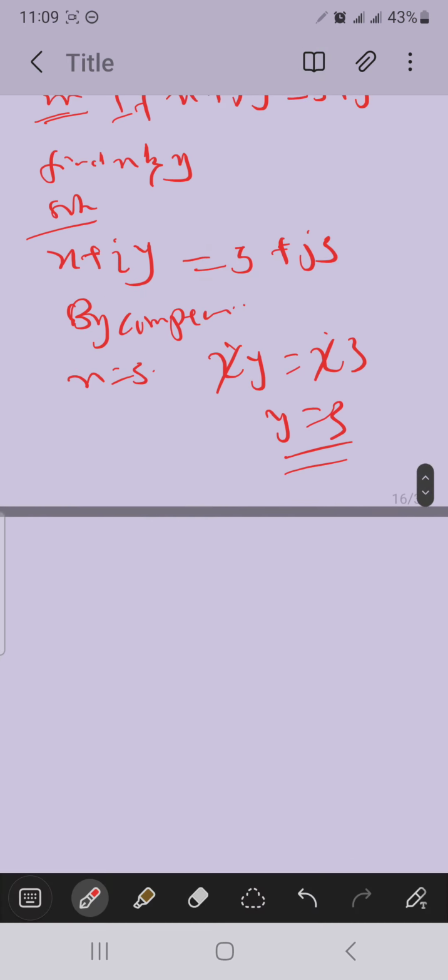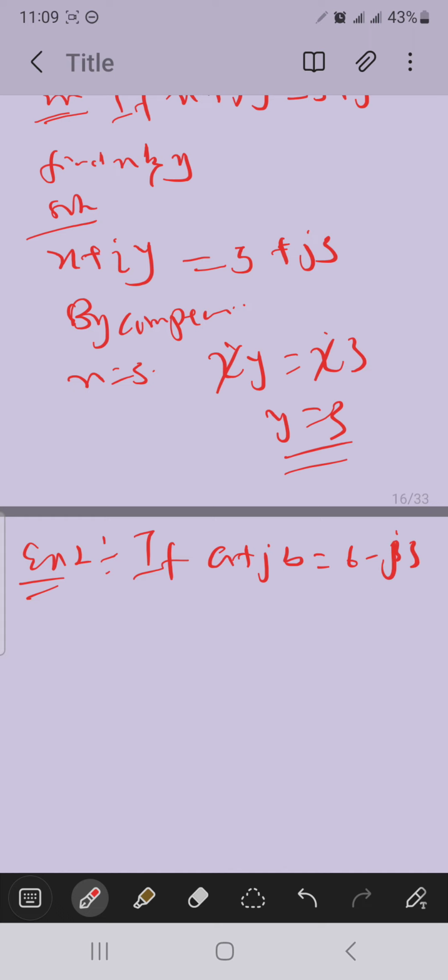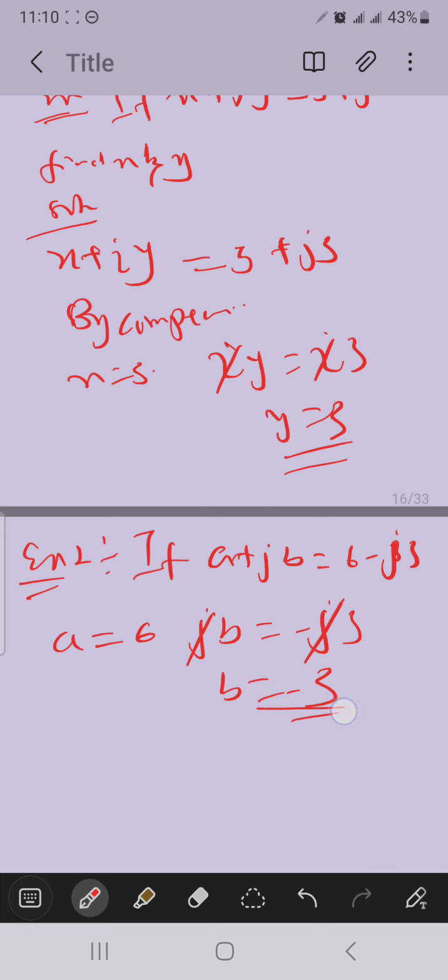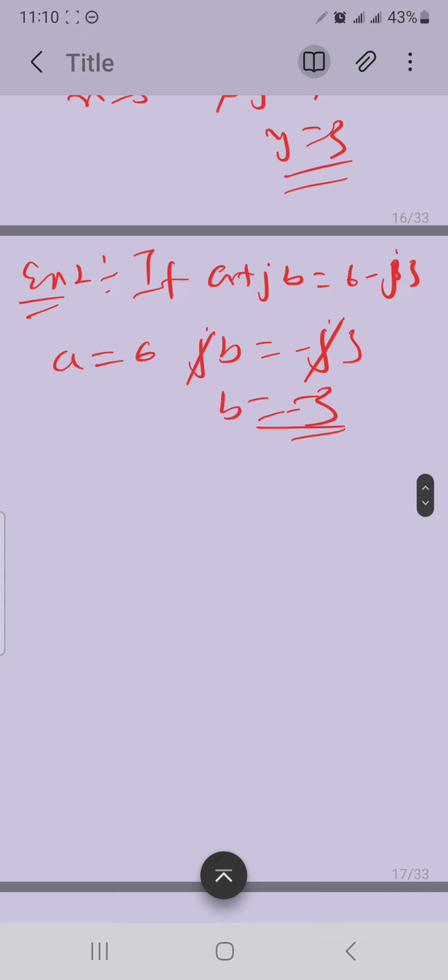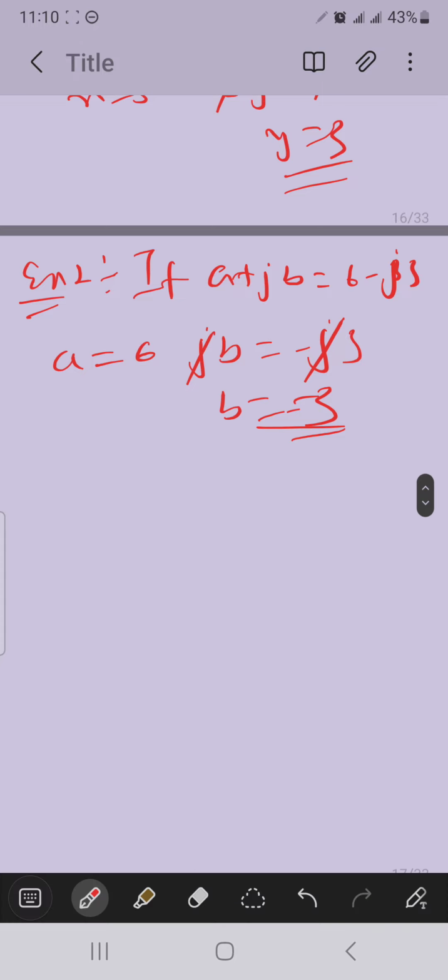The second one, example 2, they said if a plus jb equals 6 minus j3. So by comparing, a equals what? 6. jb equals what? Minus j3. This one comes with this. b equals what? Minus 3. So that's all. And I hope all these are clear. They are not something that needs that much explanation.